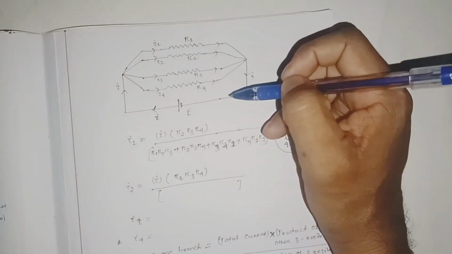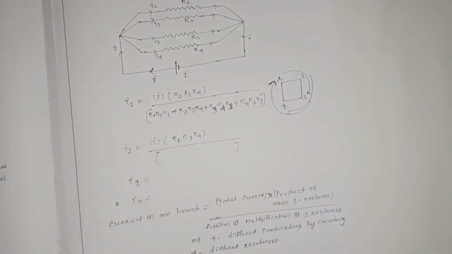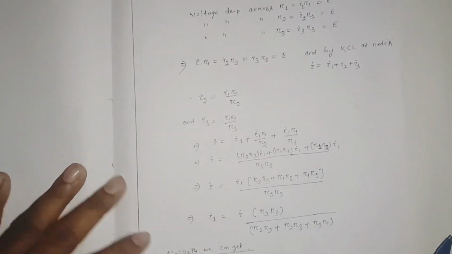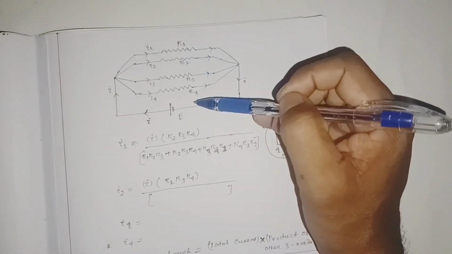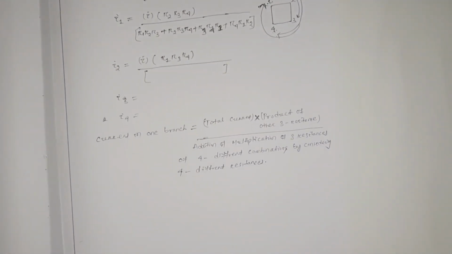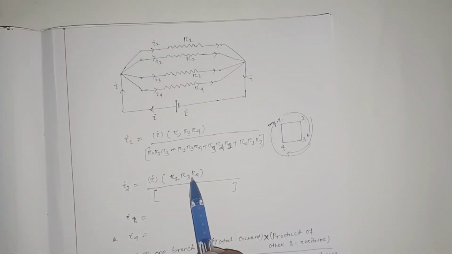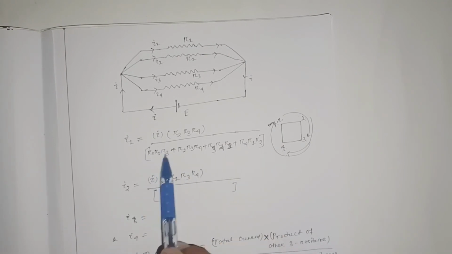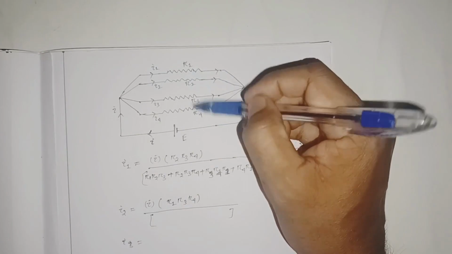So for this case, in the denominator we found four terms, and for the earlier case we found three terms in the denominator. Likewise, if we consider a circuit containing five resistances, then we will find five terms in the denominator, right? Here the numerator is the multiplication of three resistances, and the denominator is four terms, each a multiplication of three resistances. And here we have four resistance connections.